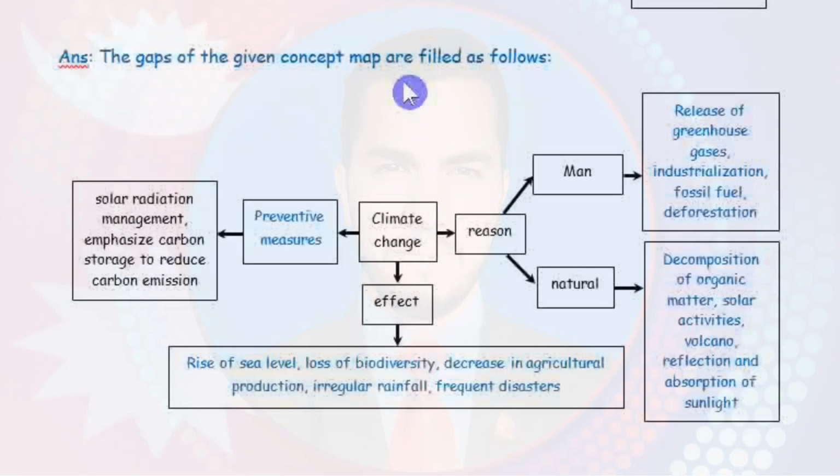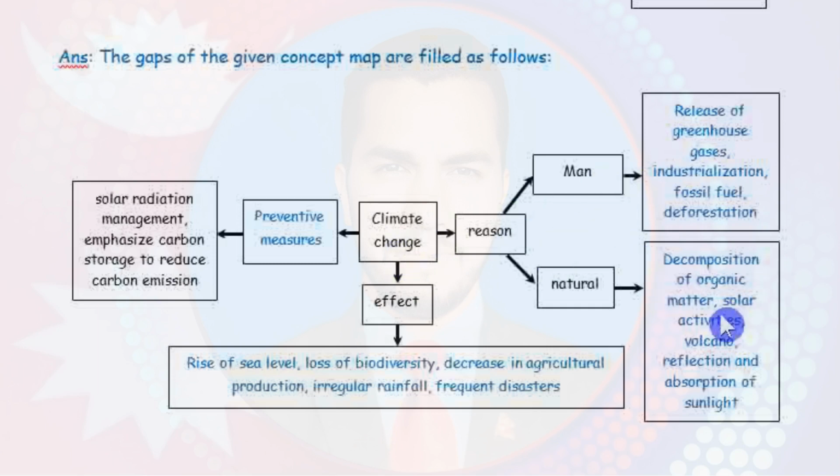Answer: the gaps of the given concept map are filled as follows. Climate change reasons: because of man. What are the causes of climate change or reasons? Release of greenhouse gases, industrialization, fossil fuel, and deforestation. These are some of the reasons because of which climate change is happening, and these are because of man.